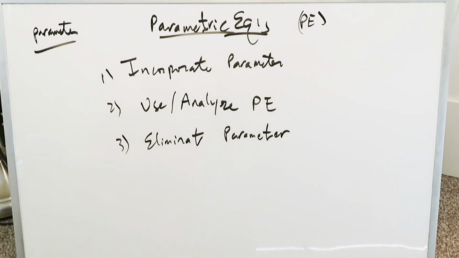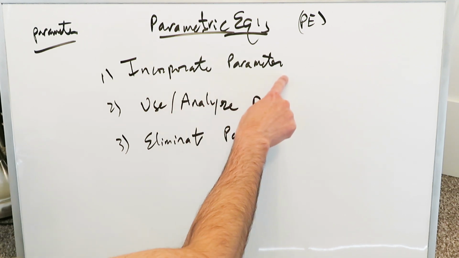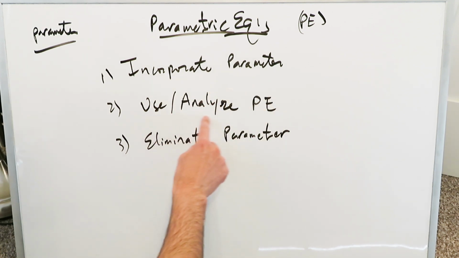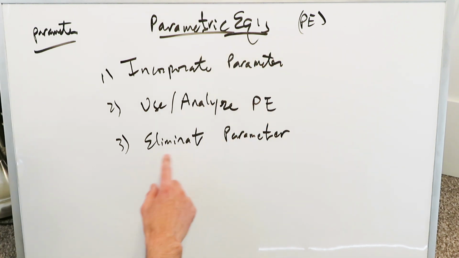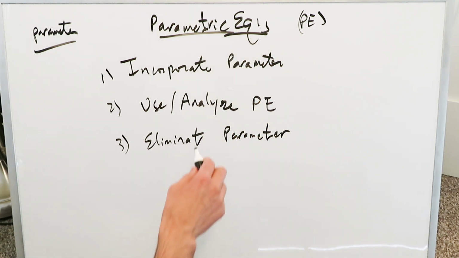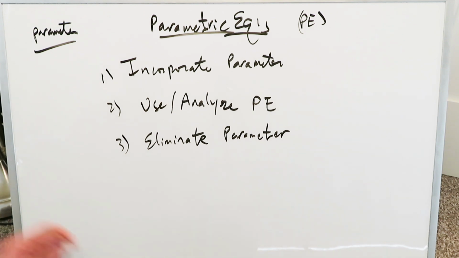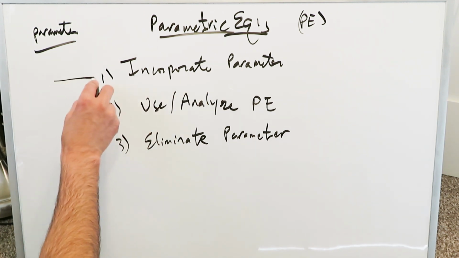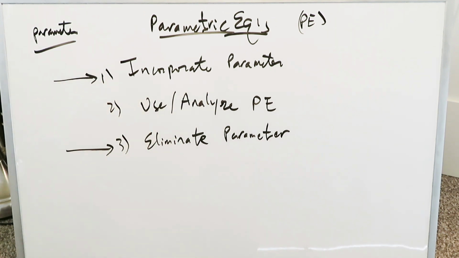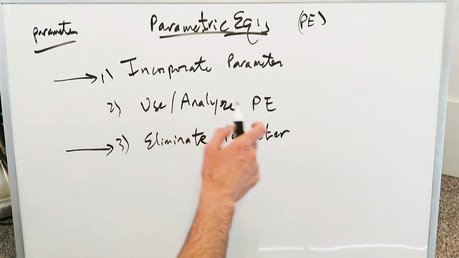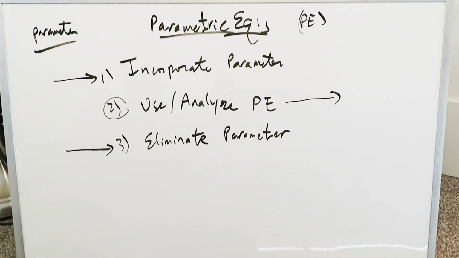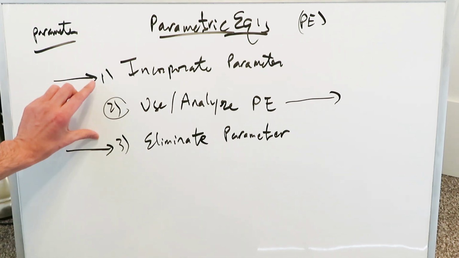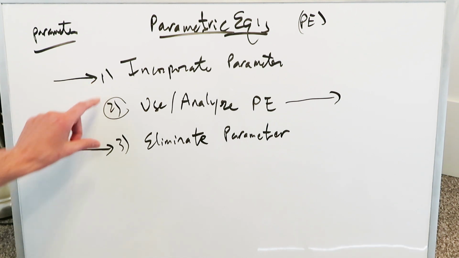When you're talking about parametric equations, you incorporate your third variable, the parameter. Then you use and analyze your parametric equation, which I'm symbolizing as PE. Then you eliminate that parameter and go back to your rectangular equation form. At your level in the 12th grade, steps 1 and 3 are very easy, and in your skill level, the analysis and the use of parametric equations is calculus and not in the 12th grade level. You would be responsible for only 1 and 3, not the 2 part.